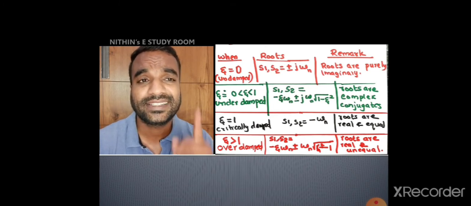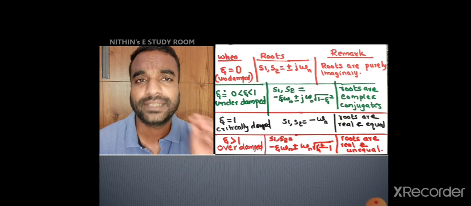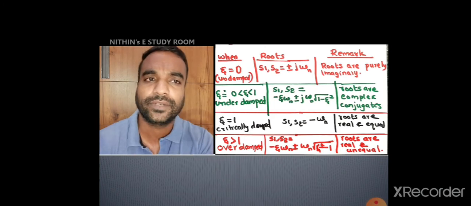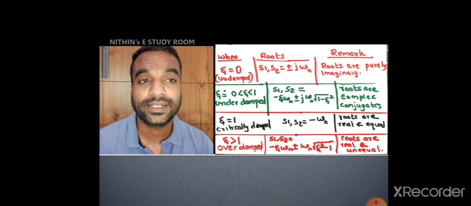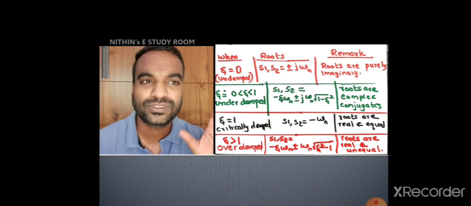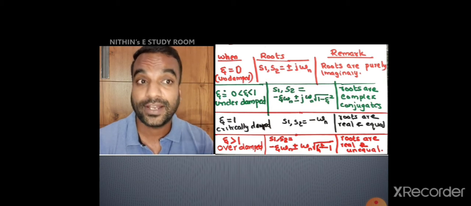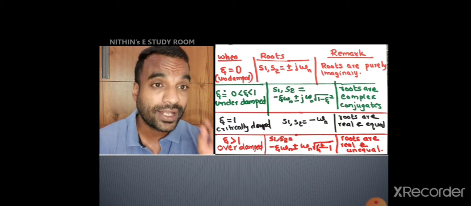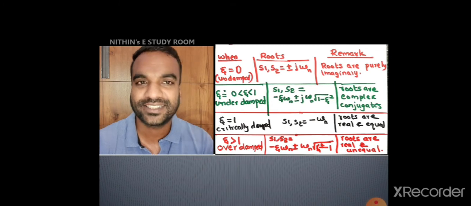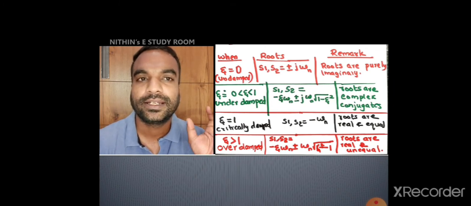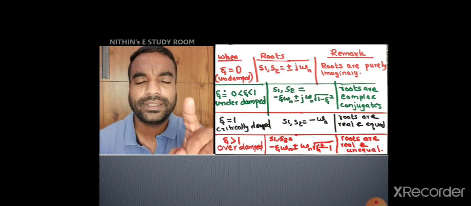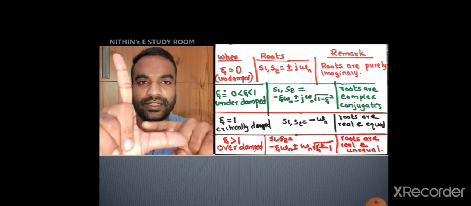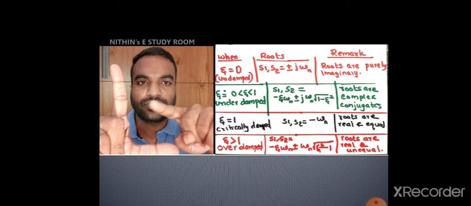And third one, eta is equal to 1, critically damped. Please substitute that eta is equal to 1 in the previous equation. Then you will get S1, S2 is equal to minus omega n. Both values are same. S1 and S2, both roots are same, and real value, not imaginary value, and equal value. If such condition is arrived, you can conclude that it is critically damped system. Eta is equal to 1. Critically damped means the response will not oscillate. It will exactly go to the final value.